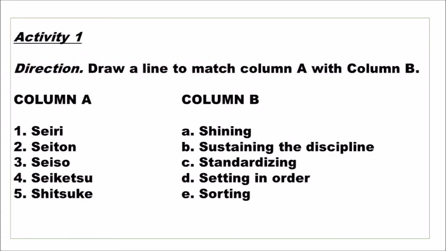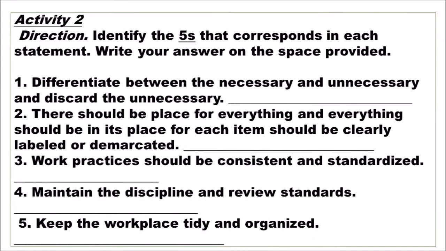In activity 1, you draw a line to match column A with column B. Number 1, seri. Number 2, Seiton. Number 3, Seiso. Number 4, Seiketsu. Number 5, SHITSUKE. Next, activity 2. Dito naman po ay kilalanin ninyo yung mga 5S natin na tinutukoy sa mga statement. So, 1 to 5. Isulat ang iyong sagot sa bawat linya.